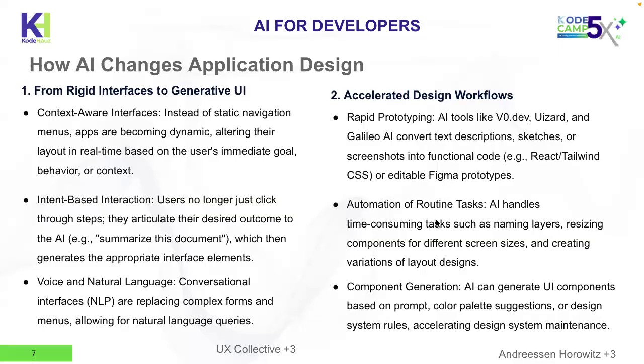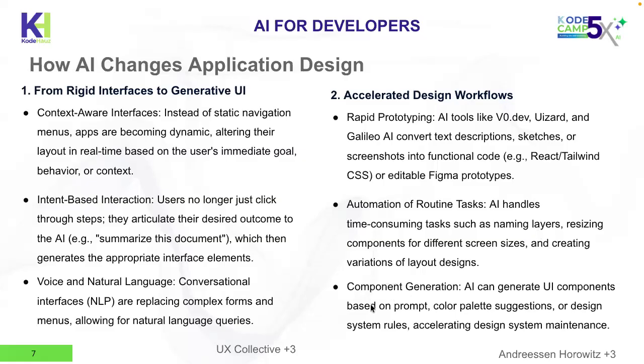Then automation of routine tasks. So these are time-consuming tasks on tools like Figma and so on: naming layers, resizing components for different screen sizes, creating variations and layout designs. So these are things like, okay, you've already done it, but it takes a lot of time to do that. Bring AI. For me, those are the kind of things that I'm happy to bring AI for, because AI this time around is acting like my PA, like my personal assistant, or my personal coding or designing assistant. So I don't need to do all those. Let me rather focus on the creative part of things, right? And then let the AI handle the manual part of things.